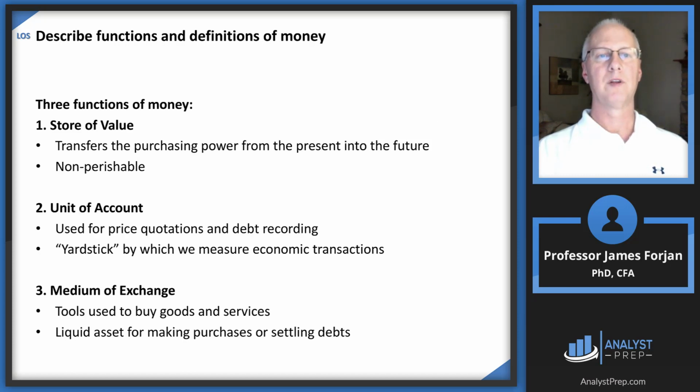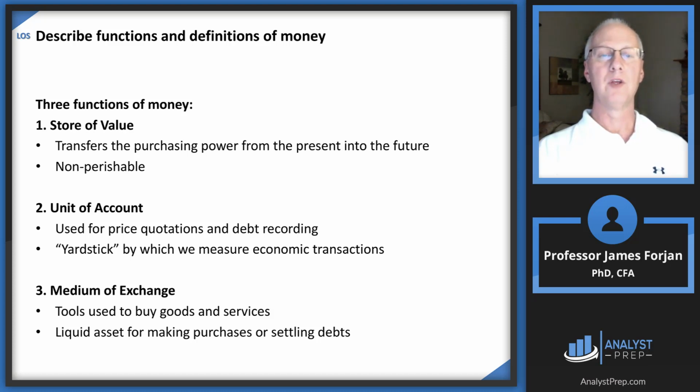How about functions of money? Three ways, three observations, three methods, three purposes for money. It's a store of value, it's a unit of account, and it's a medium of exchange. First of all, as a store of value, we can hold on to some money today and use it to buy something tomorrow or next week or next year. Store of value. Of course, it's non-perishable.